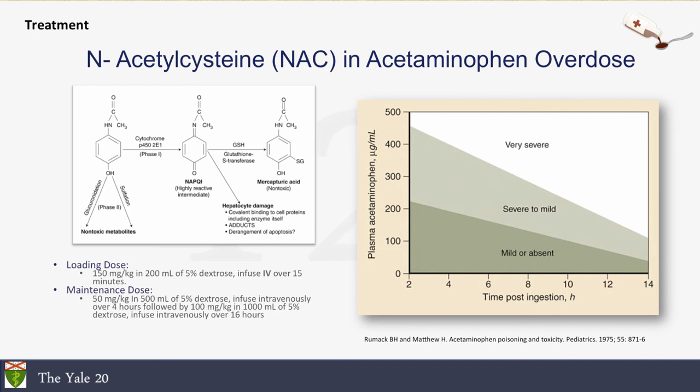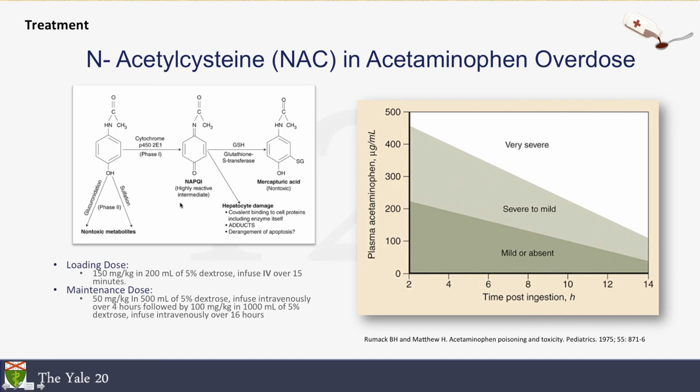N-acetylcysteine is the treatment for acetaminophen toxicity. We can see in this pathway that acetaminophen metabolism creates an intermediate called NAPQI, which is toxic to hepatocytes. Normally, this doesn't happen because there's enough glutathione around to convert NAPQI to the non-toxic mercapturic acid. When the levels of acetaminophen are so high that the glutathione is depleted, NAPQI builds up and hepatotoxicity occurs.